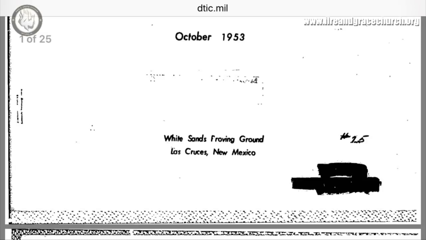Where's Area 51? It's in New Mexico, I know, but I don't know where.